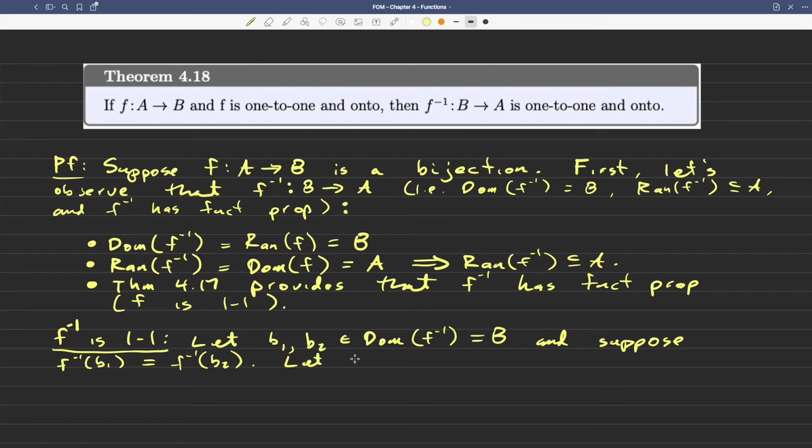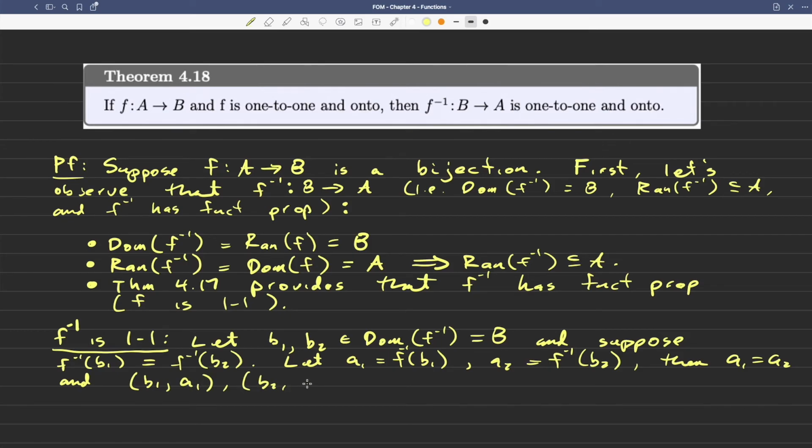If we let a1 equal f inverse of b1 and a2 equal f inverse of b2, then we have a1 equals a2. And we know (b1, a1) and (b2, a2) are elements of f inverse. Now, using the definition of inverse, we know that (a1, b1) and (a2, b2) are elements of f.